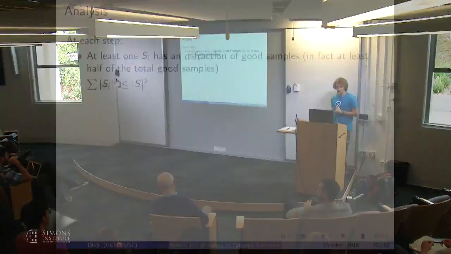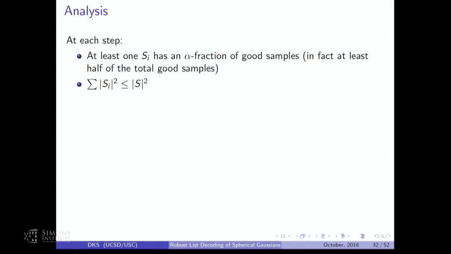Okay, but let's look at the analysis. So the point is that at every step of this, at least one of these sets that we're working with will have at least an alpha fraction of good samples. In fact, it'll be a lot better in terms of good samples than we started with.